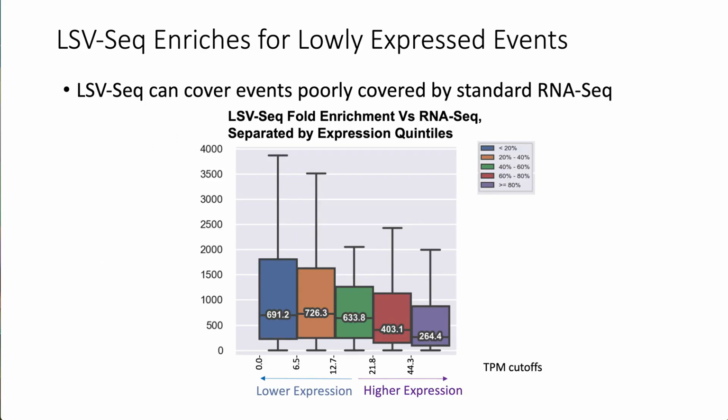Furthermore, we were able to cover events that have particularly low coverage in standard RNA-Seq, such as lowly expressed events. Here, we separated our fold enrichment graph from earlier into different bins of expression, with bins on the left having lower expression and bins on the right having higher expression. We see that for the lowest expression bin, we are able to capture a fold enrichment of around 700-fold, which shows that we are able to cover those events that are typically poorly covered by RNA-Seq.